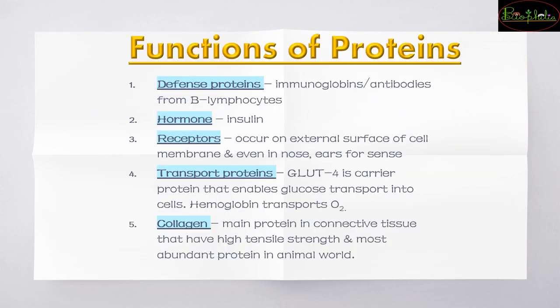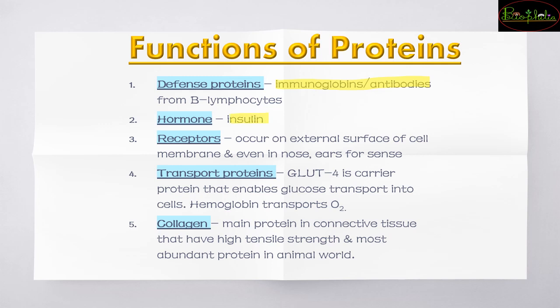Next we see the functions of proteins. Just as we saw the functions of carbohydrates, what are the functions of proteins? So proteins are going to be involved in the defense mechanism. Defense means if some antigen is coming from outside, to protect our body, these proteins are going to help. These are in the form of immunoglobulins or antibodies that come from the B lymphocytes. These can also be chemical messengers in the form of hormones.